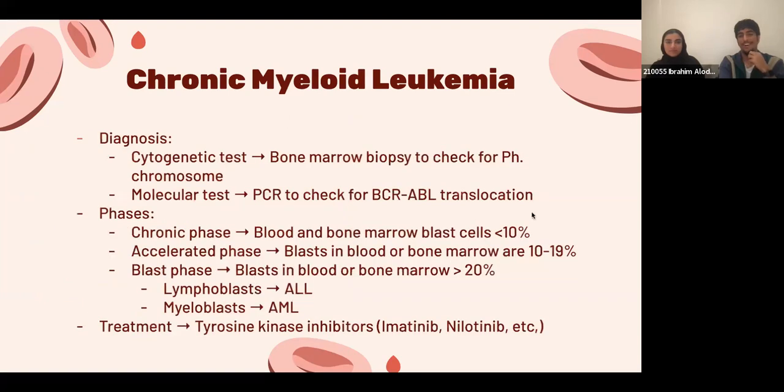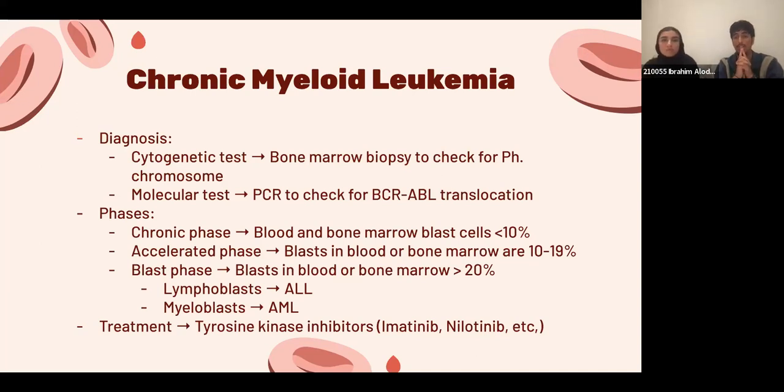Moving on. So diagnosis, there's two ways that you can diagnose this. You can do a bone marrow aspirate to check for the Philadelphia chromosome, or you can do a molecular test and do PCR to check for the BCR-ABL translocation. Now the phases is actually important. This is an easy SAQ for them to give you, by the way.